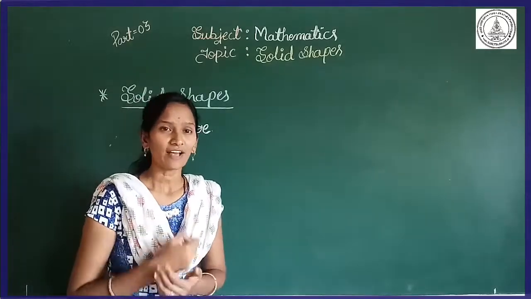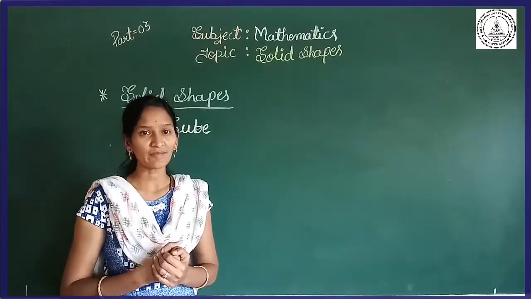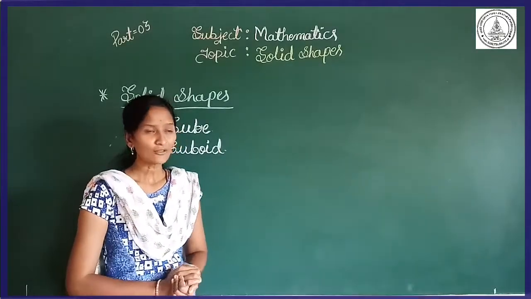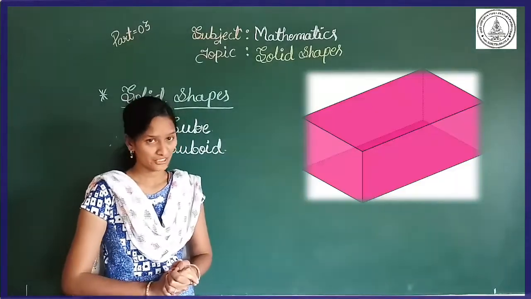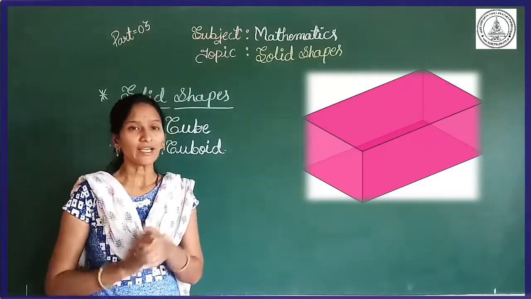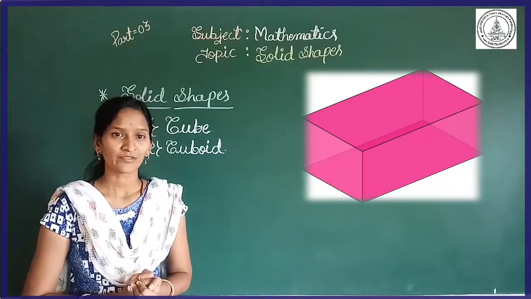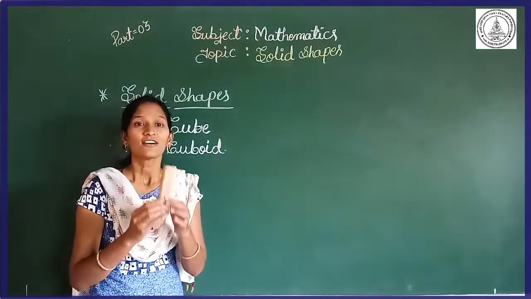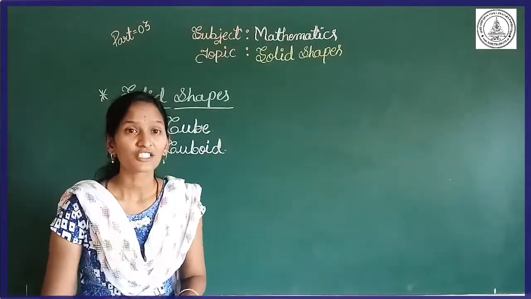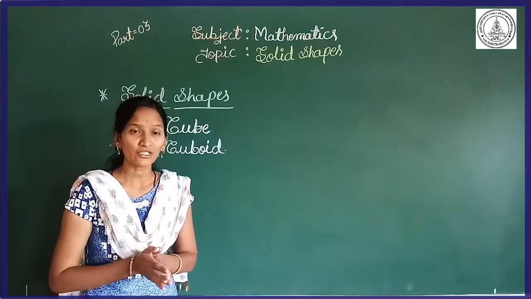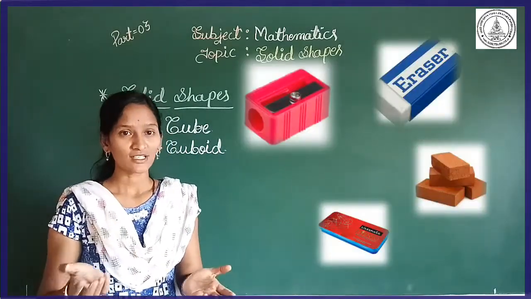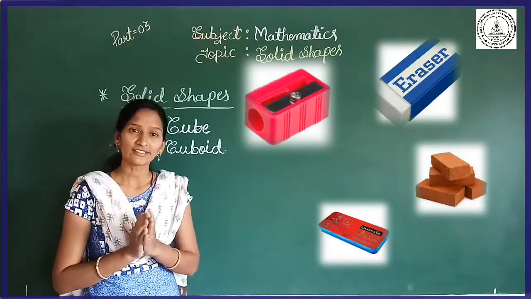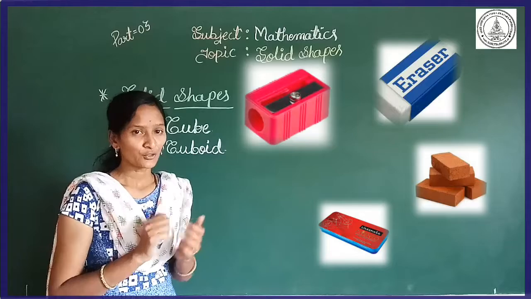Okay? So now I will move to the next shape, that is cuboid shape. Students, so now look here, this is a cuboid shape. Okay? Yes, give me some examples for cuboid shape. Yes, the best example is a duster. This is a first example. The next, your eraser, sharpener, geometry box. Okay? Brick. These are all a few examples for cuboid.